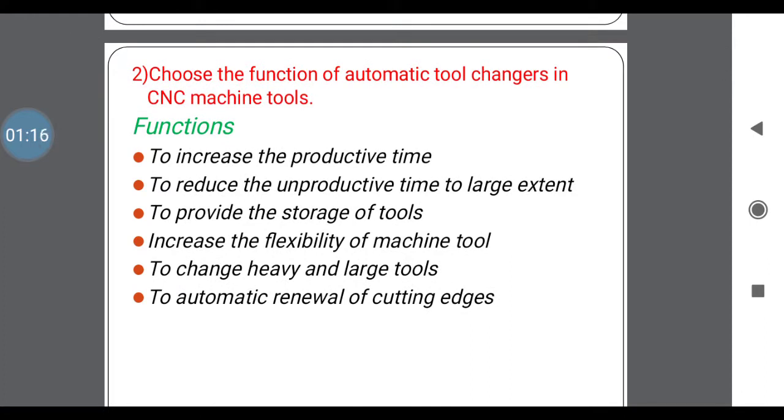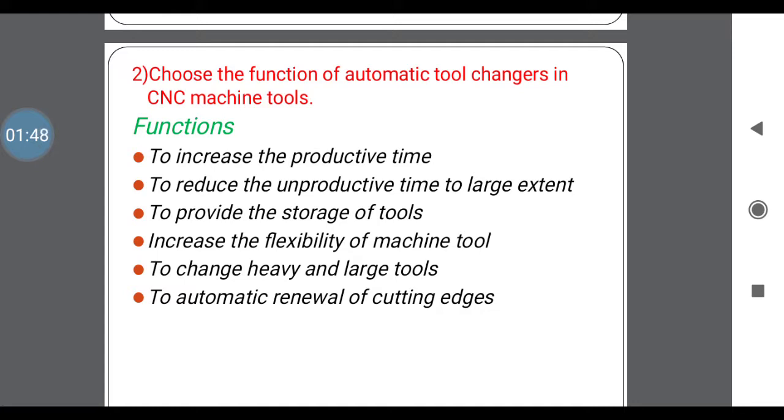Second question is: state the functions of the automatic tool changer in CNC machine tools, or what are the requirements of ATC, automatic tool changer, in CNC machines. First function is to increase the productive time. Second one is to reduce the unproductive time to a large extent. Next one, to reduce the storage of tools. We can store a number of tools in one place. Next one, increase the flexibility of machine tools. That is, the machine tool flexibility is increased.